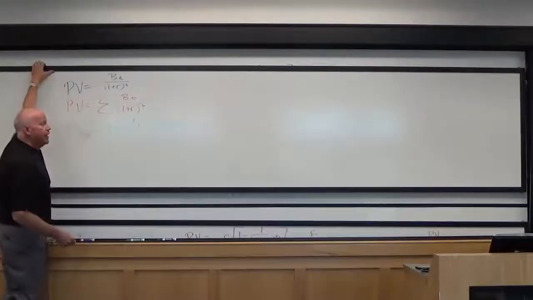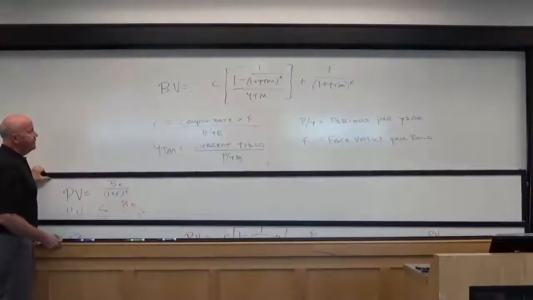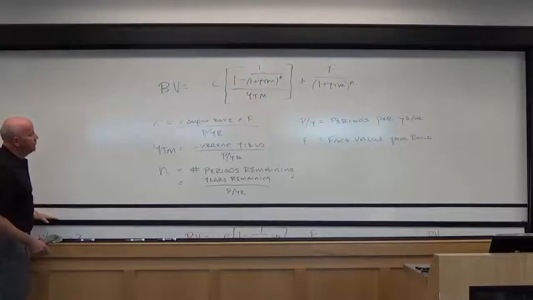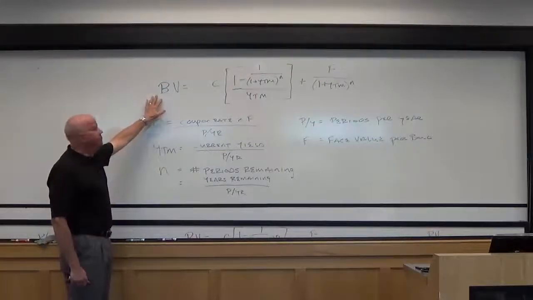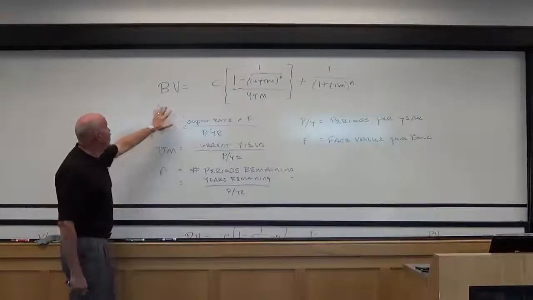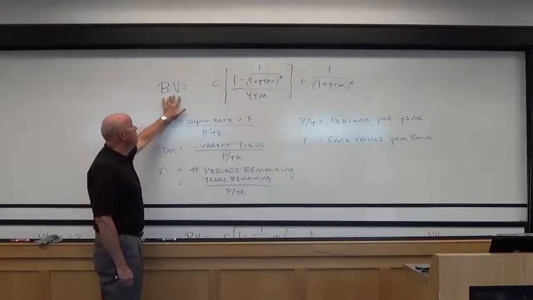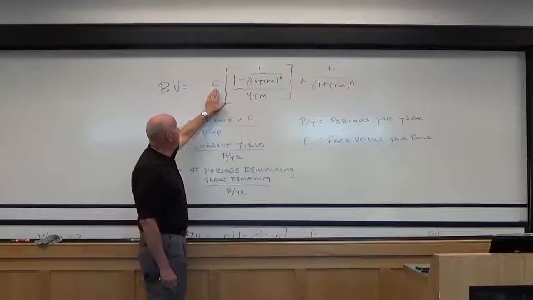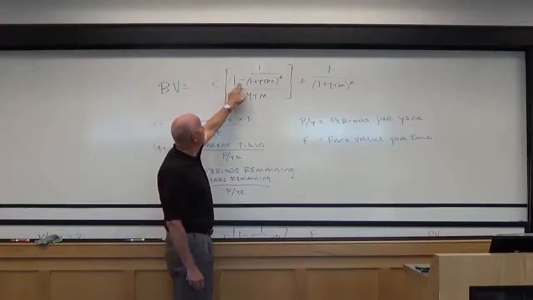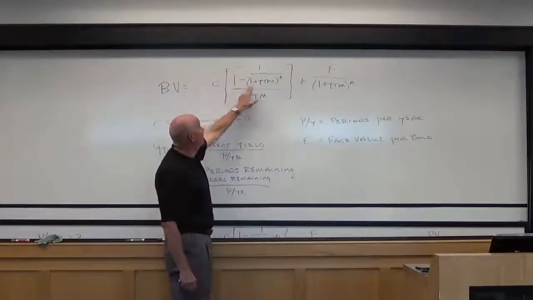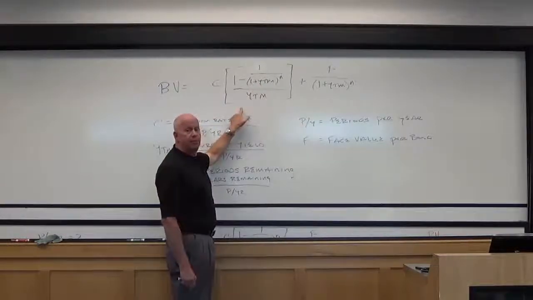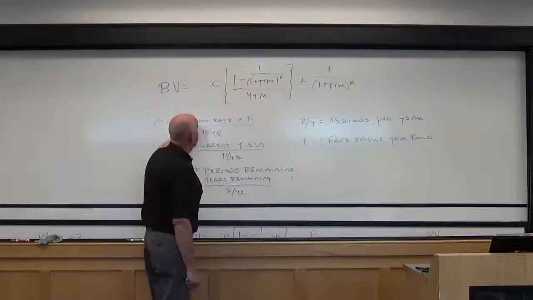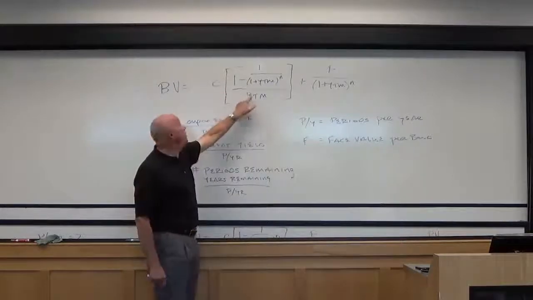So I've gone ahead and identified all of that here on this next board, and I've given you the bond value equation, which is a bond's value is equal to C times 1 minus 1 divided by 1 plus YTM to the N, all of that divided by YTM. That's the same equation as the present value of the annuity equation.